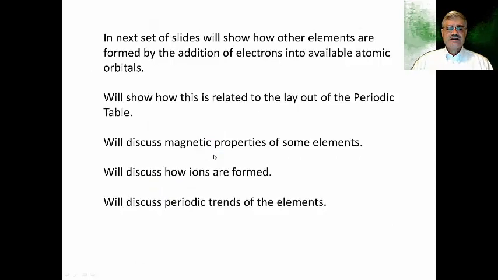So this is the end of this lecture. In the next one, we'll talk about other elements besides hydrogen and carbon, how they're formed by adding electrons into these available atomic orbitals. We'll see how this is all related to the layout of the periodic table, and we'll discuss magnetic properties. We'll introduce the concept of being paramagnetic and diamagnetic. We'll discuss how ions are formed, and we'll discuss periodic trends of the elements. That's what you get to look forward to for the next video lecture.